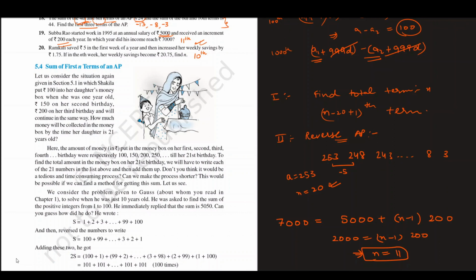Okay, Ramkali saved rupees 5 in the first week and then increased her saving by 1.75. If in the nth week her saving is 20.75, find n. Okay, so just write this equation: 20.75 is equal to a, which is 5, plus (n minus 1) into 1.75. Just find n here and we will be getting 10 in this case.